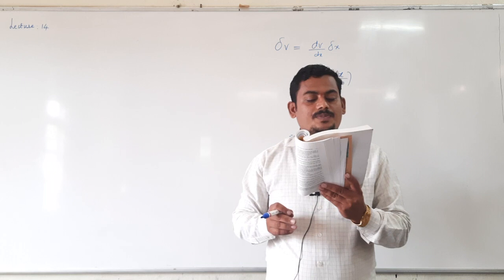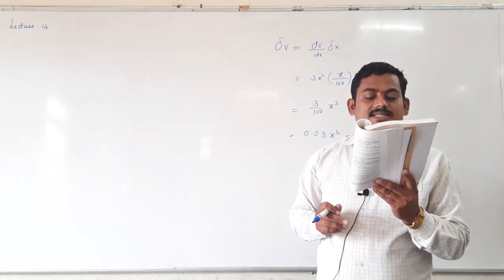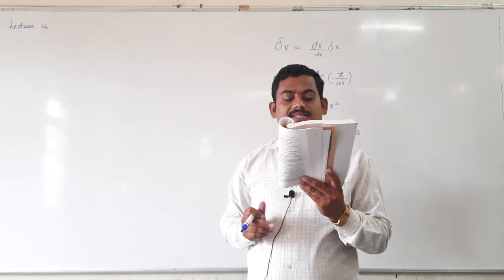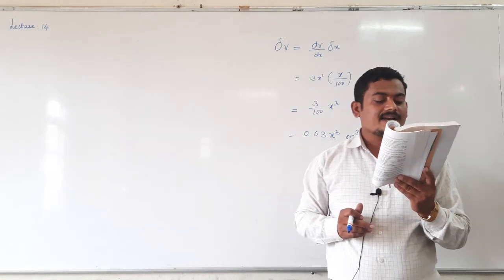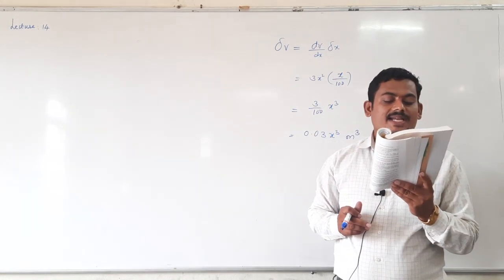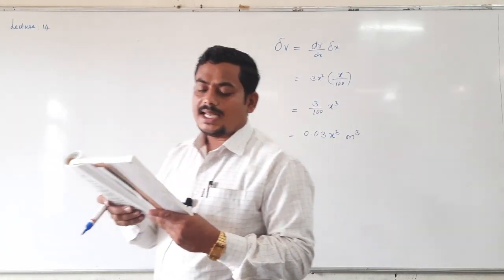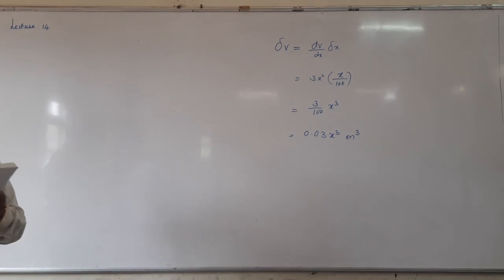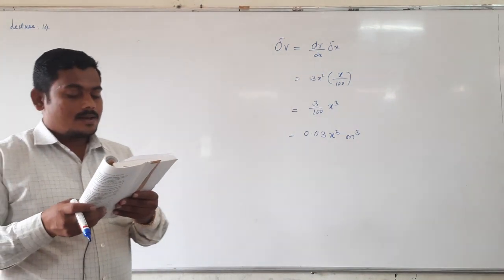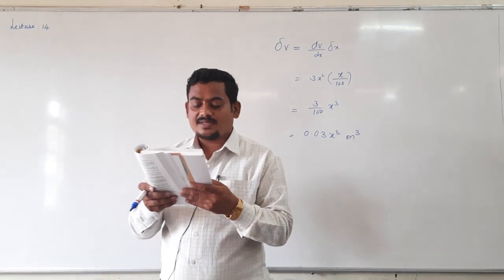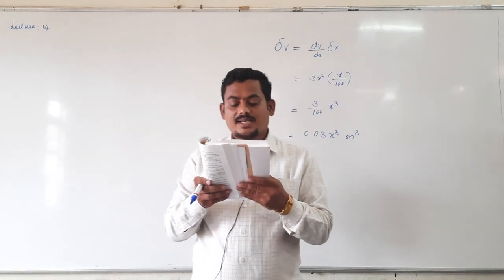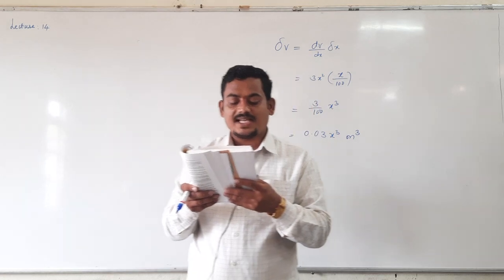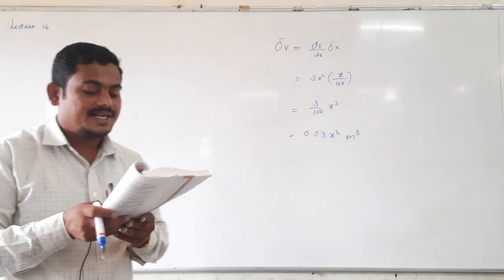If the radius of the sphere is measured as 7 meters with an error 0.02 meter, then find the approximate error in calculating its volume. In exercise 6.4, sixth question. If the radius of the sphere is measured as 7 meters with an error 0.02 meters, then find the approximate error in calculating its volume.